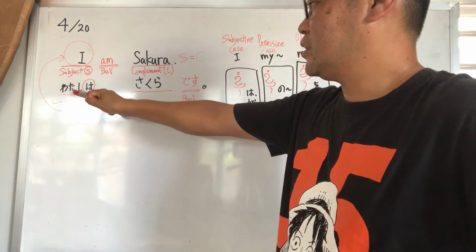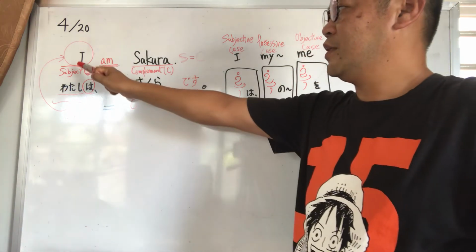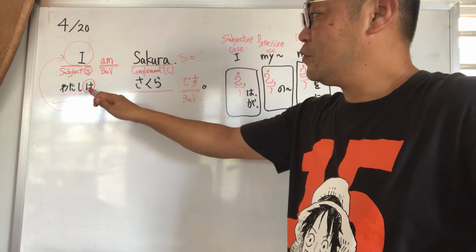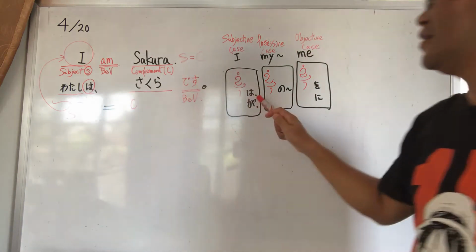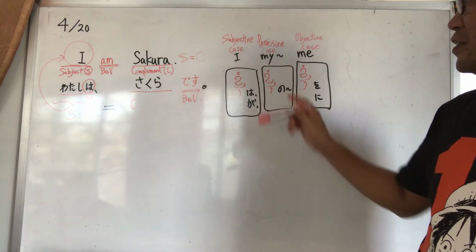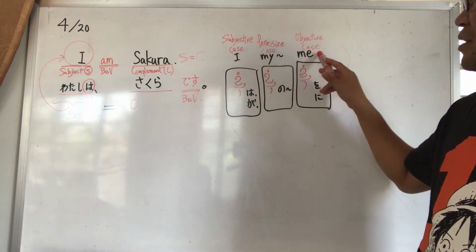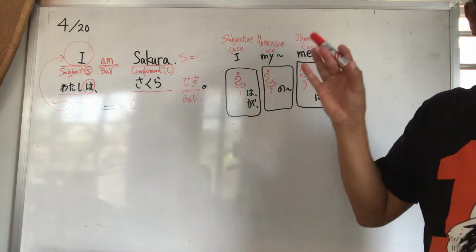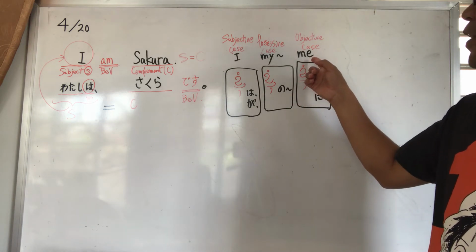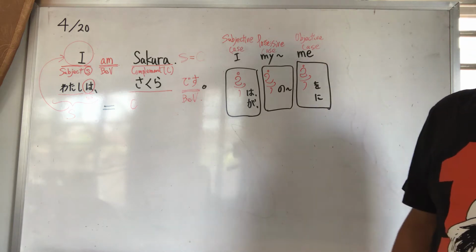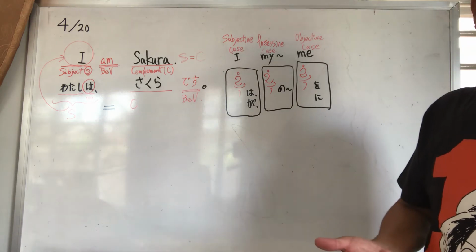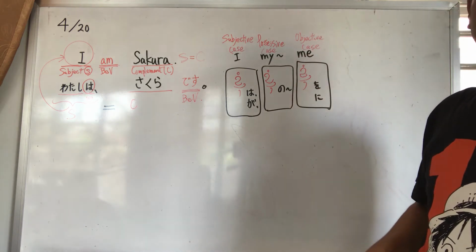When I translate "I am Sakura": 私は. Why must we say "ha" and "wa"? This is the word to explain a subject. Because in English, I, my, me. Even though we close our eyes, we can realize. If I say "me", it means I'm talking about objective case, me. If I say "I", it means I'm talking about subjective case, I. If I say "my", it means I'm talking about possessive case, my.